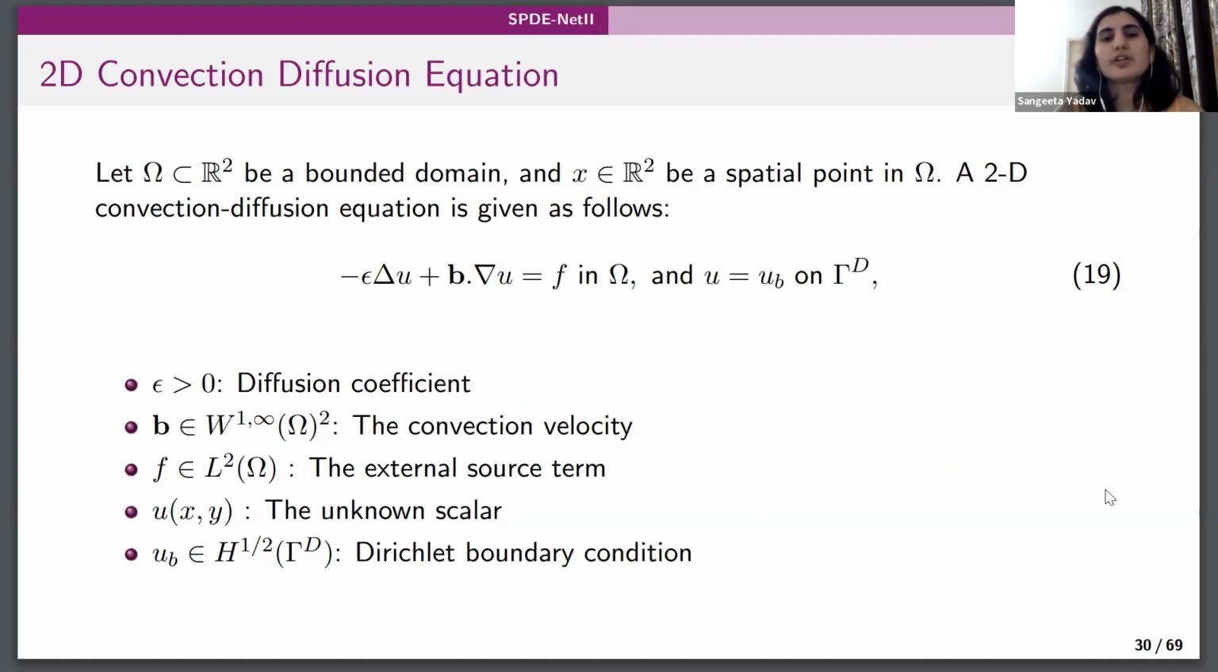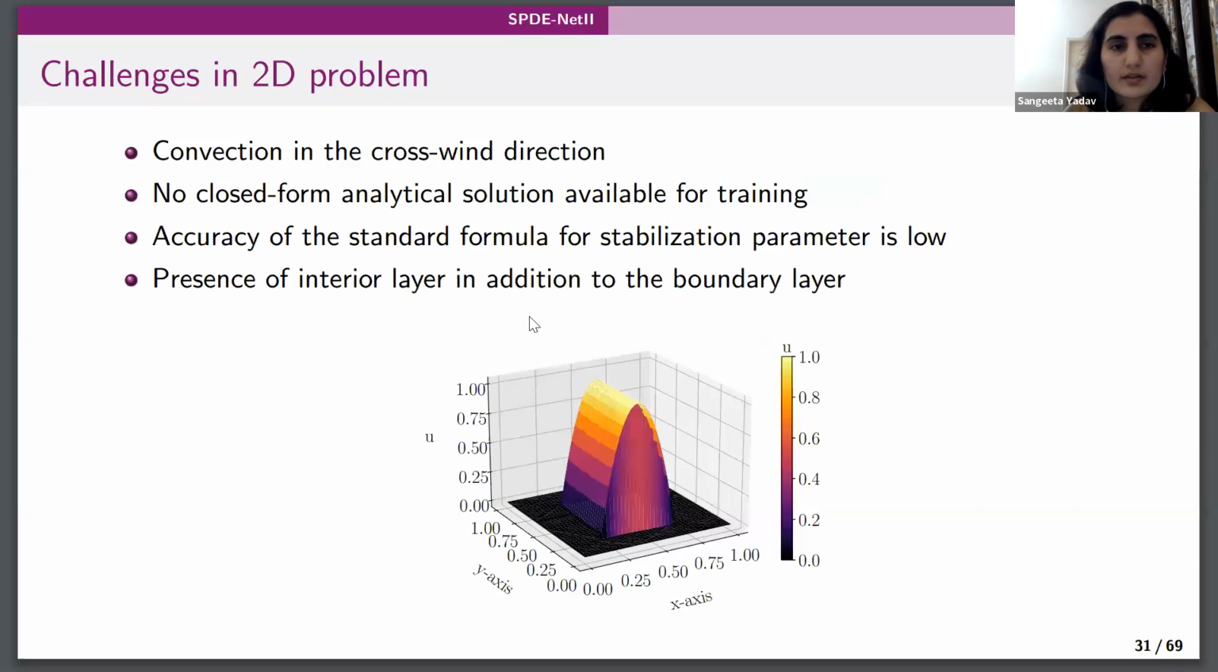With that, after doing all those experiments and doing the performance check in the one-dimensional case, then we moved on to the two-dimensional case. And here the difference especially lies in what we consider as a loss function. Here, this is a 2D convection diffusion. Here B can be a vector depending on X and Y.